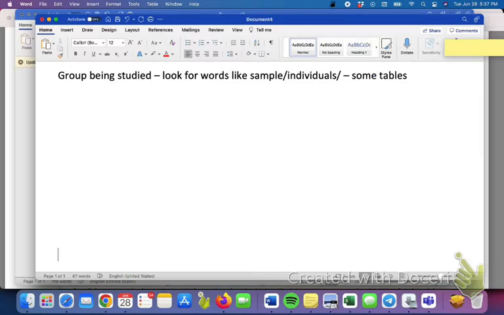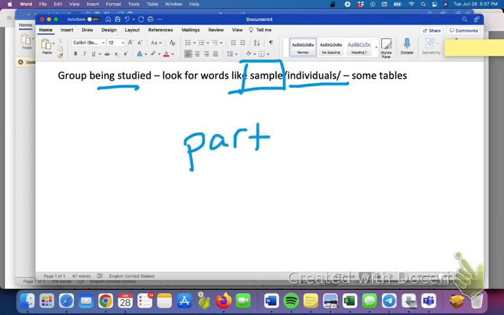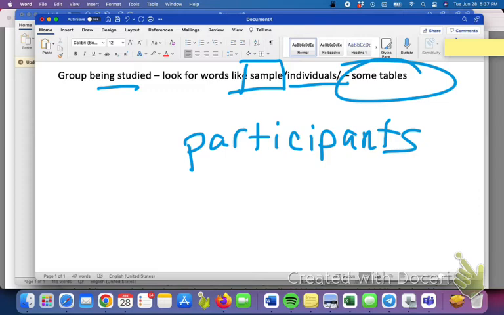So where do you find information about that group being studied? Well, a lot of the time, you just need to look in the article for the word sample. Because again, the sample is the word that we use in statistics for the people that were used as the sample for that study. So a lot of the time, you just need to look for the word sample. However, sometimes they don't make it that clear, and you should look for words like individuals. Oh, another word that I see a lot is participants. And then sometimes they just put that information into a table.